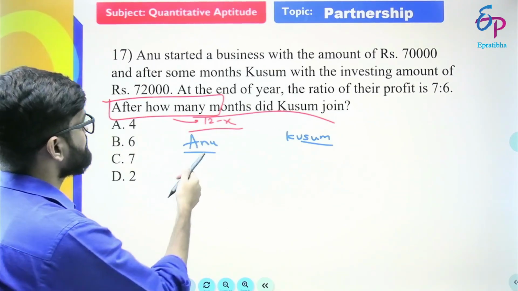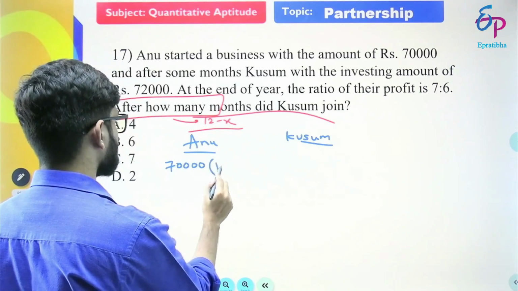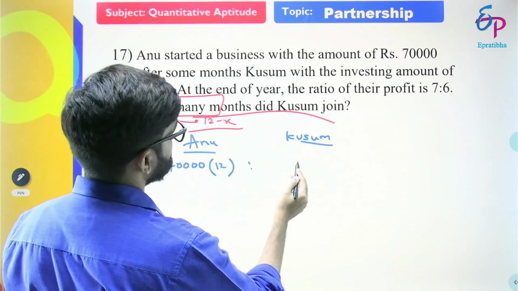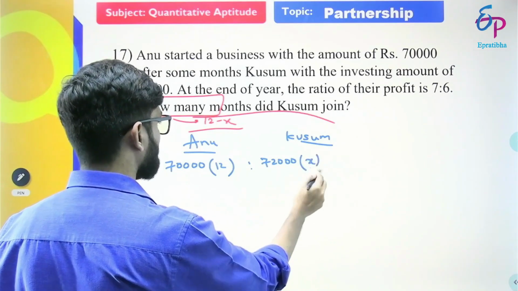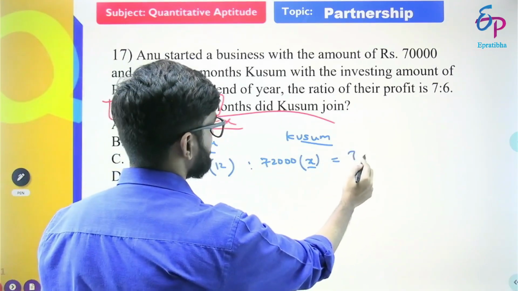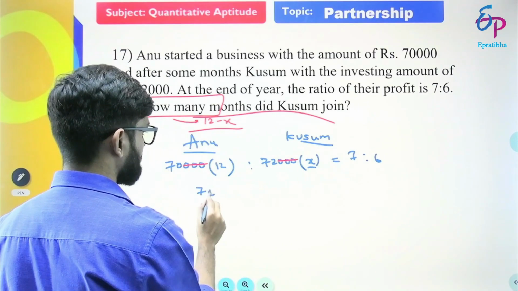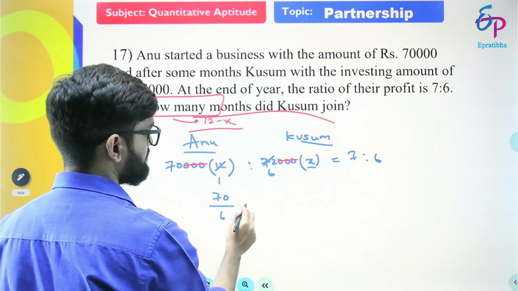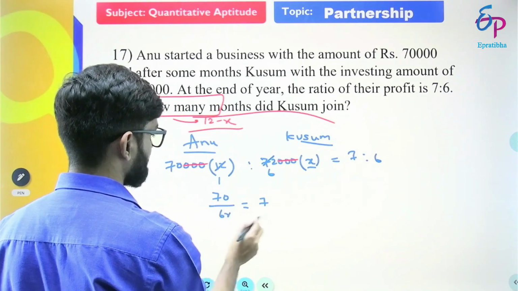But the procedure remains same. This is 70,000. She is there until the end from the starting, so 12 it is. This girl is 72,000. I don't know for how many months. X months she is there in the period. So x I am taking. That is equal to 7 is to 6. Okay. Zeros cancel. 70 into 12 is to 72 into x, so 70 by 6 is equal to 7 by 6x.